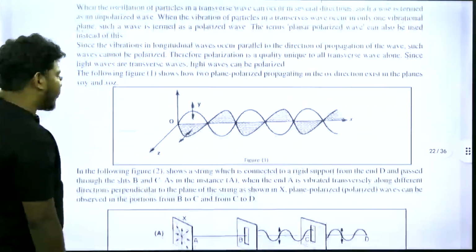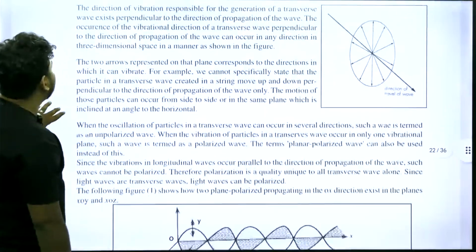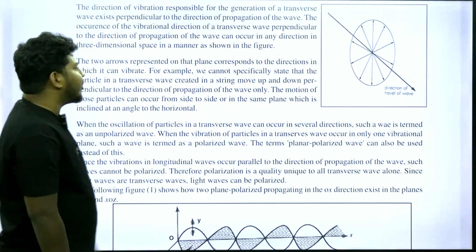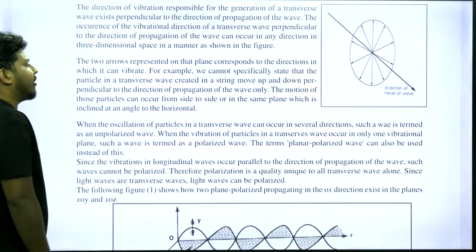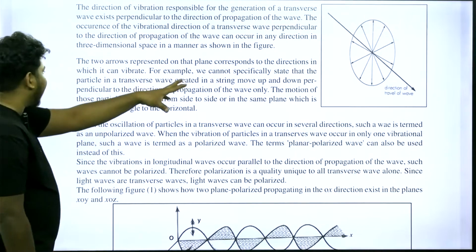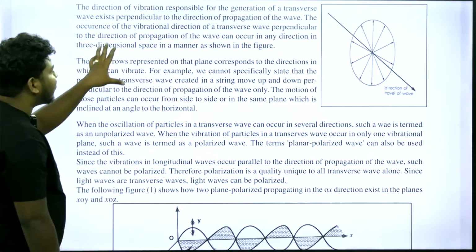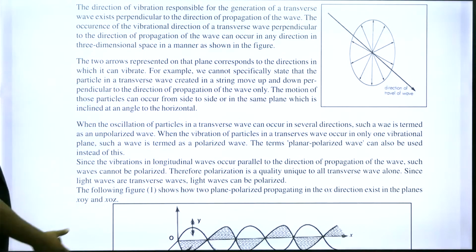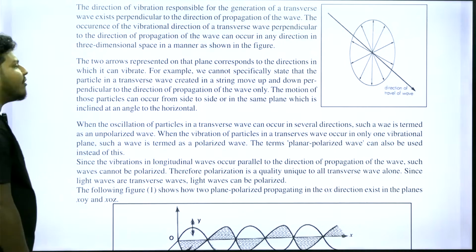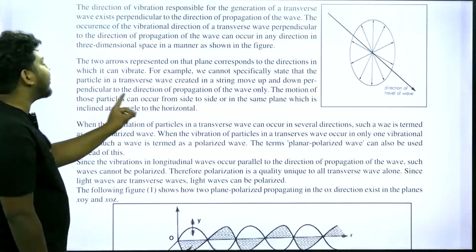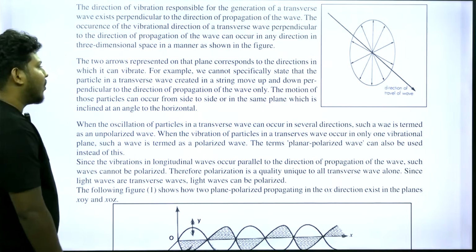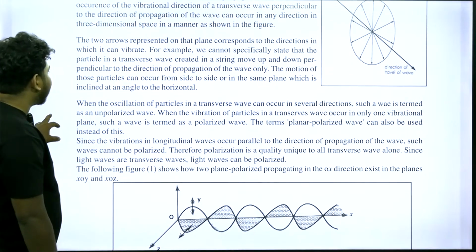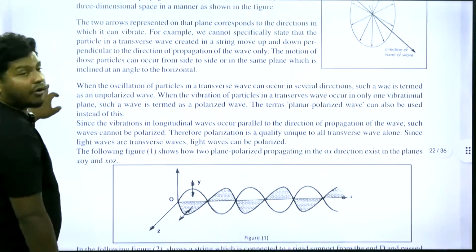First of all, I'll explain you. The two arrows represent one on the plane corresponding to the direction in which it can vibrate. For example, we cannot specifically state that the particle in a transverse wave created in a string moves up and down perpendicular to the direction of propagation only. The motion of those particles can occur from side to side or in the same plane, inclined at any angle to horizontal.